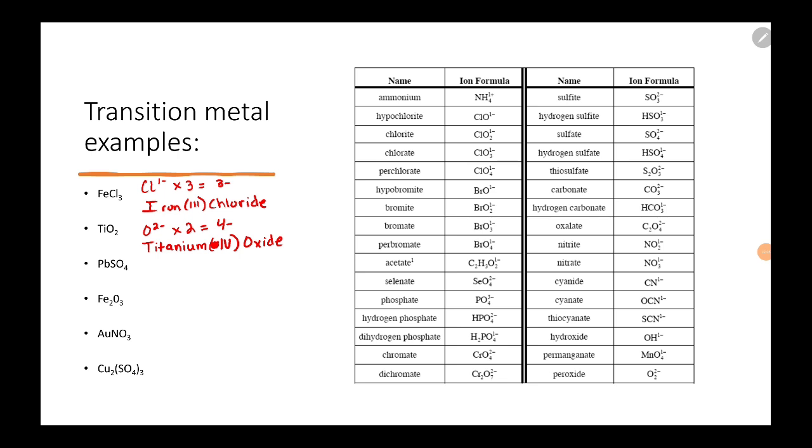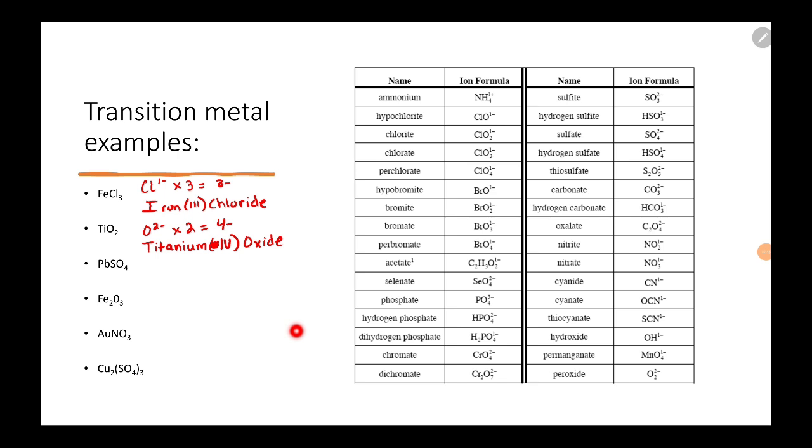The next example we see is the formula PbSO4. Now we may notice Pb is the symbol for lead, and lead is not one of our transition metals, but lead, because of its distance down in the periodic table, can often form either +2 or +4 ions, so we always have to provide a Roman numeral when we're naming lead ionic compounds.